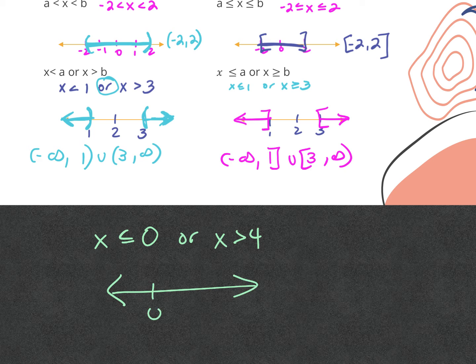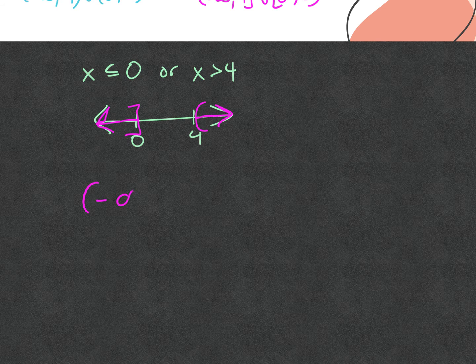So this means I'd have the 0, I'd have the 4. The 0 is going to get the bracket, but the 4 is going to get the parentheses. It can be mixed like that. So then I would say this is negative infinity to 0 with a bracket, and then 4 to positive infinity with a parentheses. So just be really careful. It can be mixed like that.